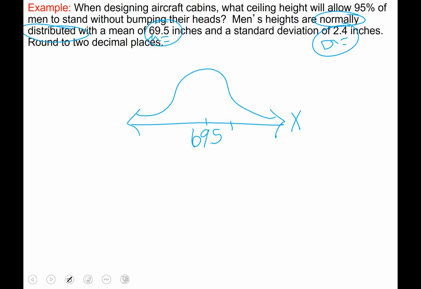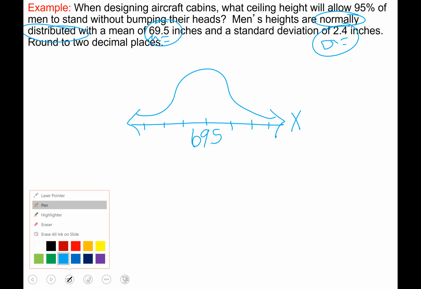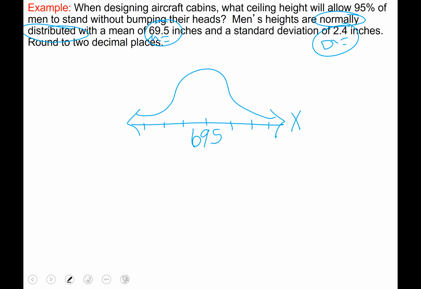That would go out 2.4 plus another 2.4 plus another 2.4, minus 2.4 and minus 2.4 and minus 2.4. Not going to label those or calculate those quite yet. I may not need them at all. Okay, they want 95% of men to be able to stand without bumping their heads.